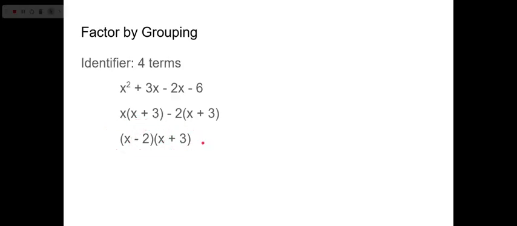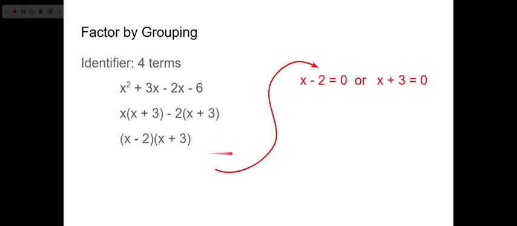And then your teacher actually wanted you to solve them, because this was actually set equal to 0. So when you solve it, you set each little parentheses equal to 0. That's called the zero product property. If I want to solve x minus 2 equals 0, I just add 2 to both sides. I get x equals 2. To solve x plus 3 equals 0, you just subtract 3 from both sides. You get x equals negative 3.